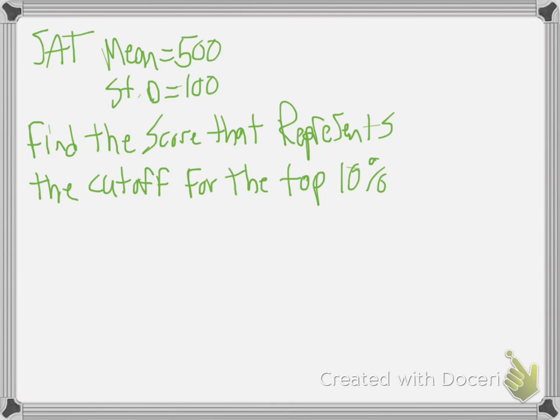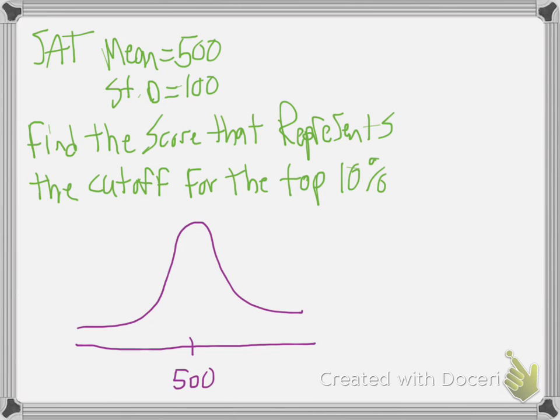Okay, last example here. We're going to stick with the SAT with the mean of 500, standard deviation of 100. So it's normal with those parameters. We're still using those same parameters, so 500 goes in the middle. This time we're going to ask, find the score that represents the cutoff for the top 10%.